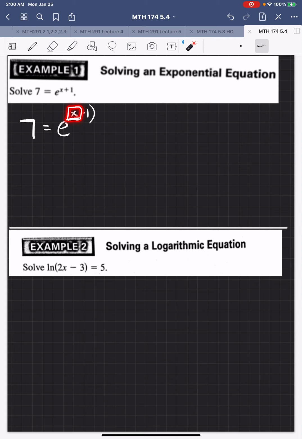This is not an algebraic problem, right? You can't use algebraic techniques to solve this problem. But what we're going to do is take ln of both sides. So we're going to take ln of 7. And if you're going to take ln of one side, you're going to have to take ln of the other side.